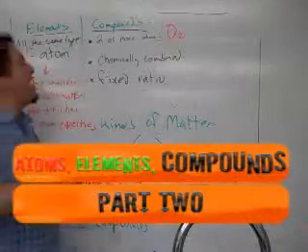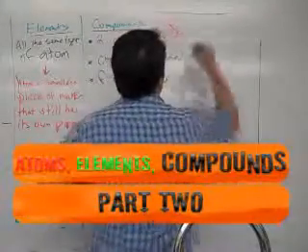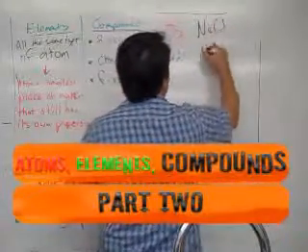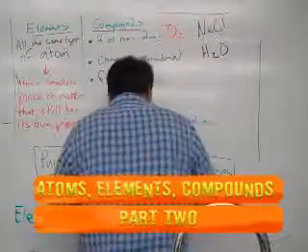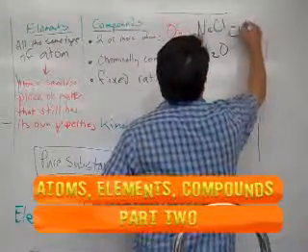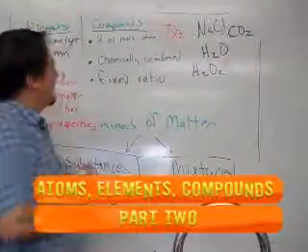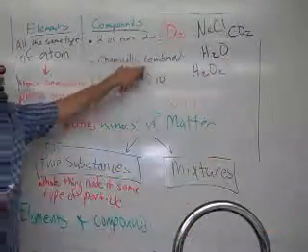So okay, two or more atoms. So it could be O2, it could be NaCl, right? Sodium chloride, table salt. It could be H2O. It could be CO2. It could be H2O2. Okay, that's enough. But here's the thing: they're chemically combined.